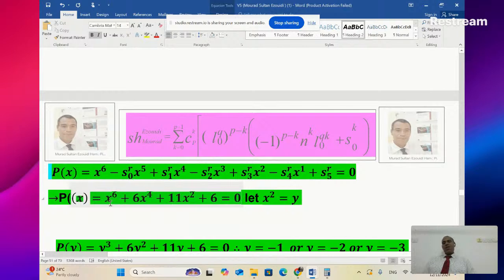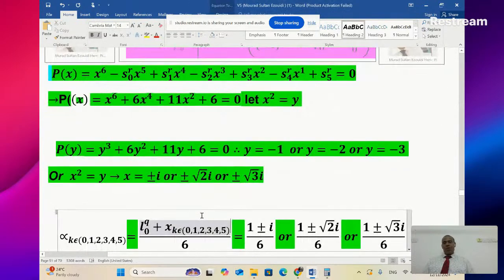So it remains, x raised to the power 6 plus 6x raised to the power 4 plus 11x squared plus 6 equals 0. Let x squared equal y. Now I will get the power 3 in terms of y: P of y equal y cubed plus 6y squared plus 11y plus 6 equals 0.